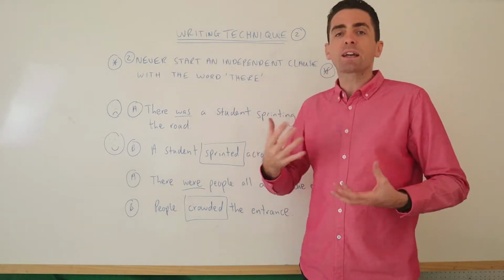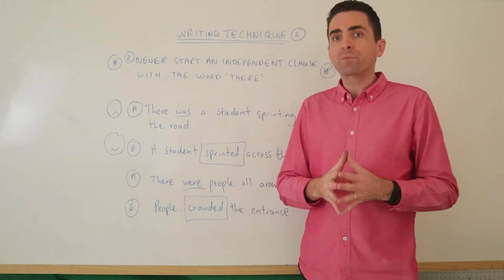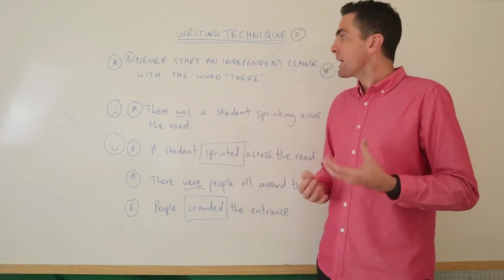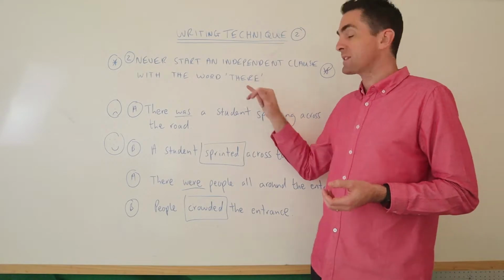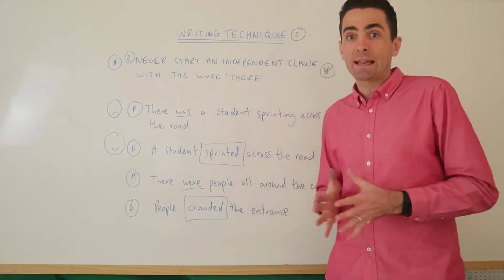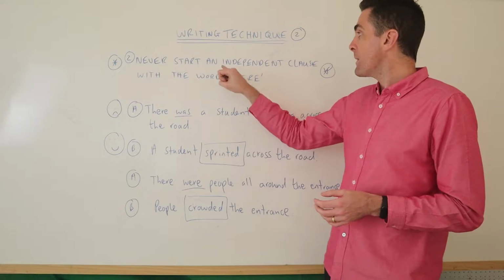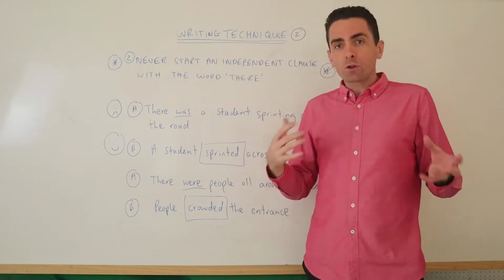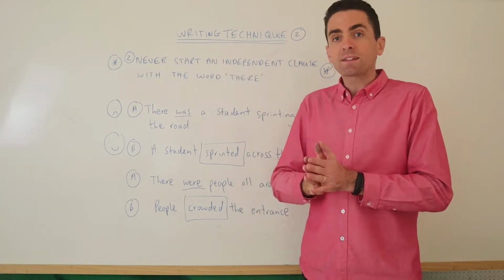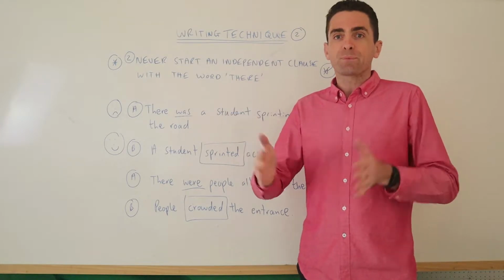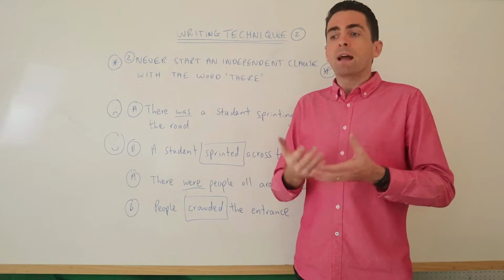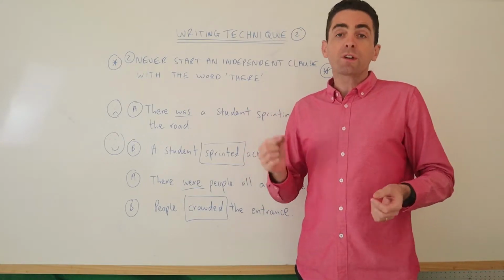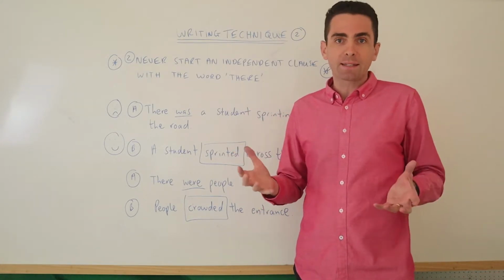Okay, so this is kind of a continuation from video 1. It's the same kind of premise, but I thought I would just throw this one in because this mistake is made all the time and it's so easily avoided. Remember, an independent clause is a complete thought in writing. It's a sentence that contains a subject and a verb, and it's a complete thought, so you can have a full stop at the end of it and it makes sense.